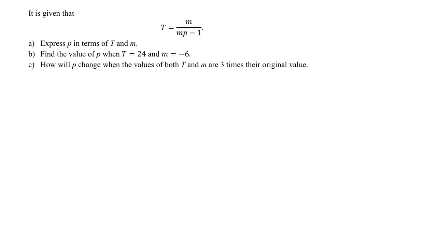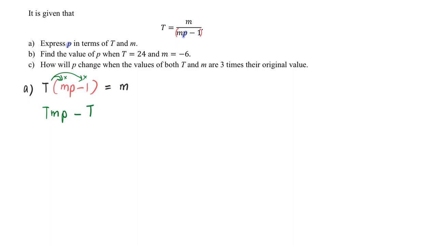Everyone, welcome to this video where we are given this formula, and then we are required for part A to make P the subject. So you will see that I am going to multiply MP minus 1 on both sides. So that for part A, I will have T times MP minus 1 equals to M. No denominator, because I would then be able to expand and simplify.